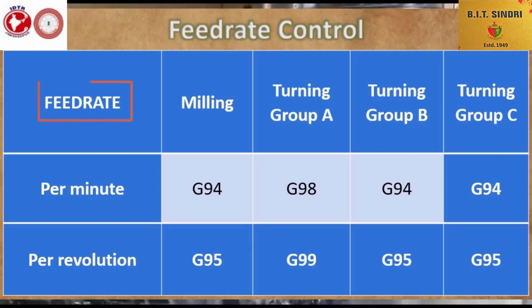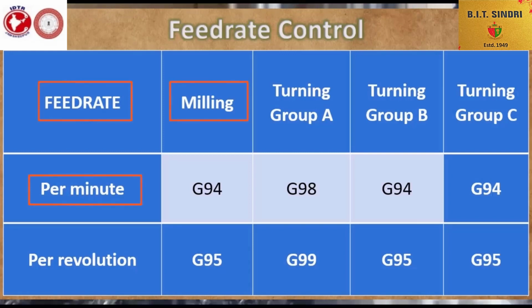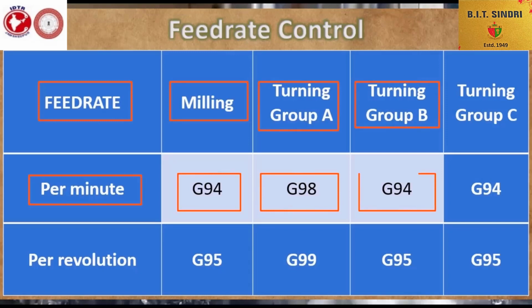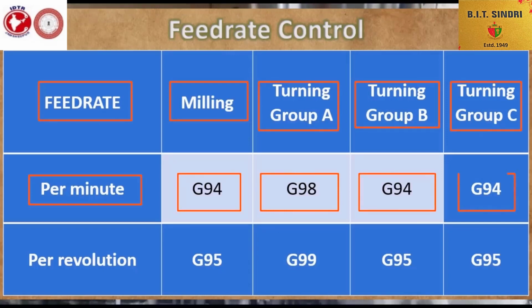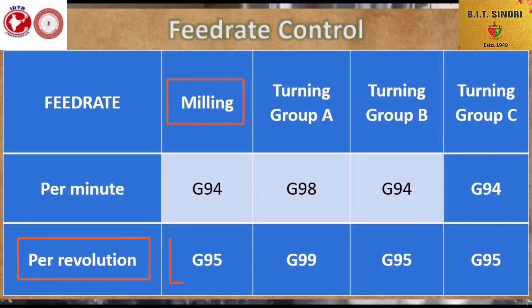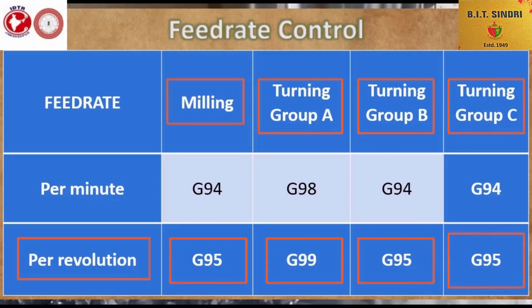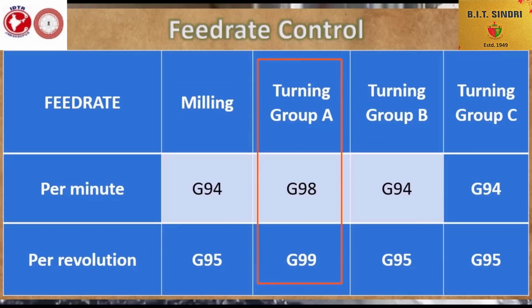For feed rate per minute, milling is G94, turning group A is G98, turning group B is G94, turning group C is G94. For feed rate per revolution, milling is G95, turning group A is G99, turning group B is G95, turning group C is G95. The G code group A is the most commonly used on Fanuc control.